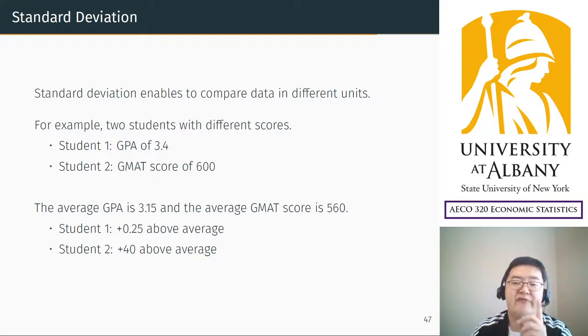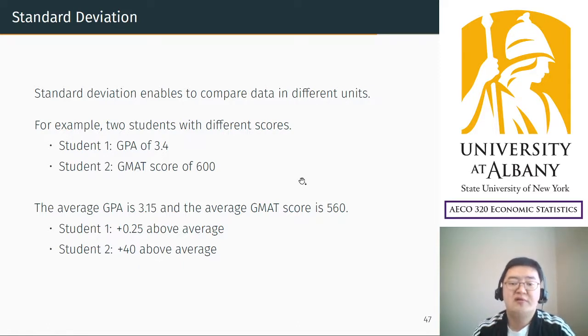And here, the first thing you have to find is the average GPA. You found that the average GPA is 3.15. So it implies comparing the first student to the average GPA. Then you found that the first student is above the average by 0.25. Okay, so he's above average, but also the second student is above the average. The average GMAT score is 560. So the second student is also above the average by 40 points.